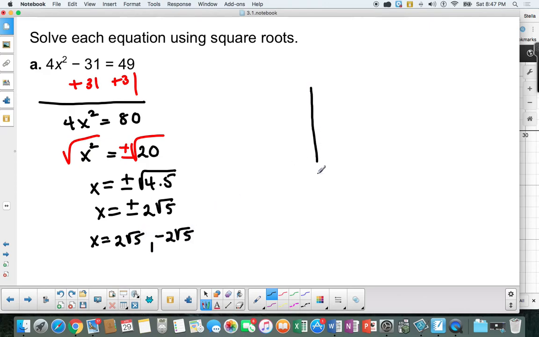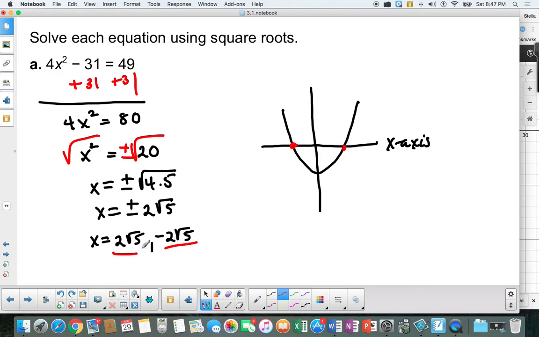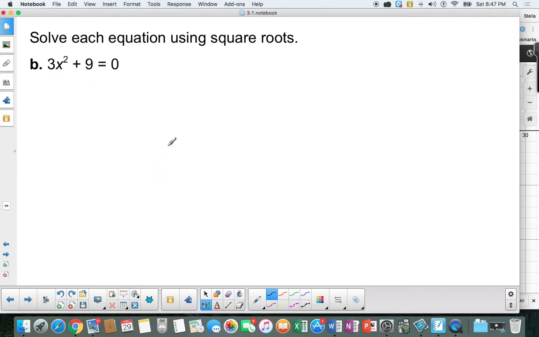If we use the method that we had before, this is a parabola that's crossing the x-axis in two spots. And here are the x-intercepts, this and this. Let's go on to the next problem.